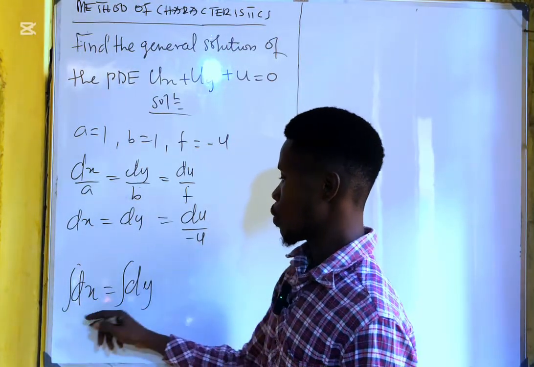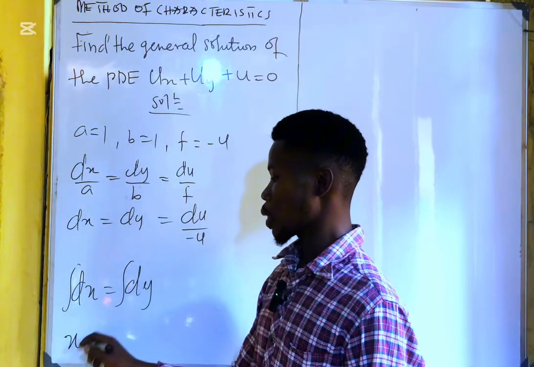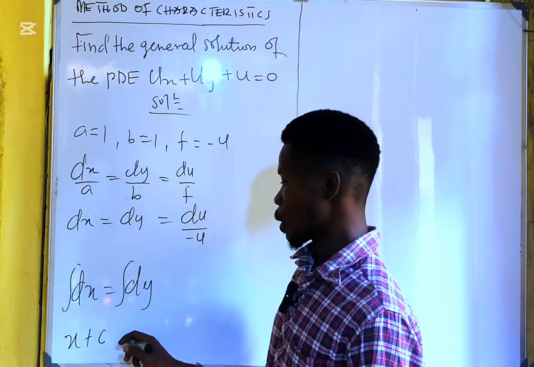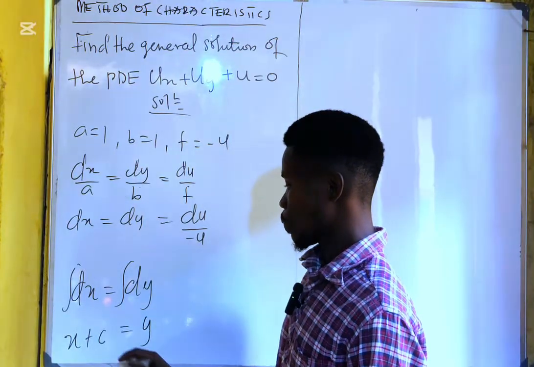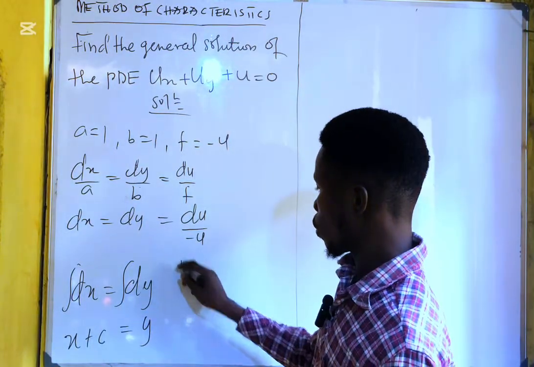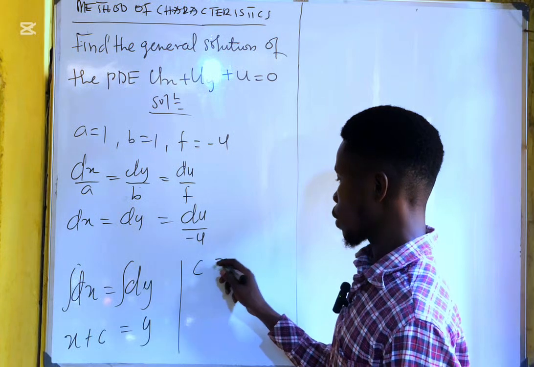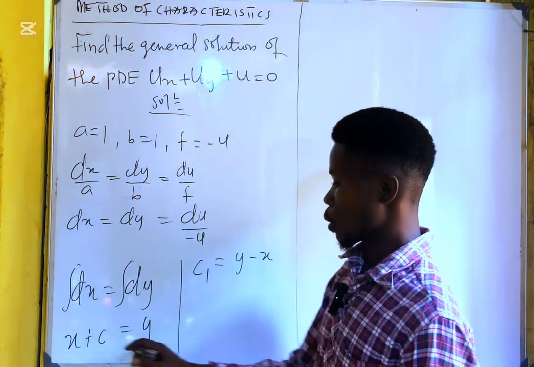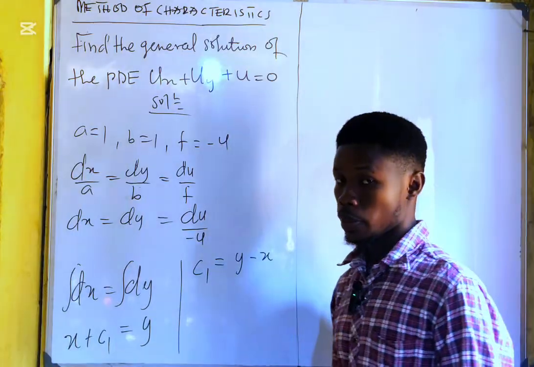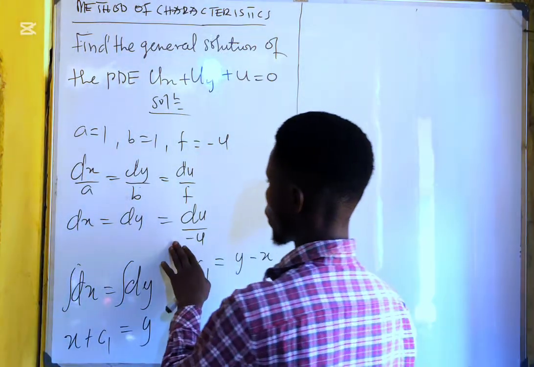Then you integrate. If you integrate dx, you have what? X plus the constant is equal to, if you integrate this, you get what? Y. So in this case, you can say that our constant will be equal to y minus x. You can name this one as c1. Okay, I'll explain to you the reason why. Now let's move to this.